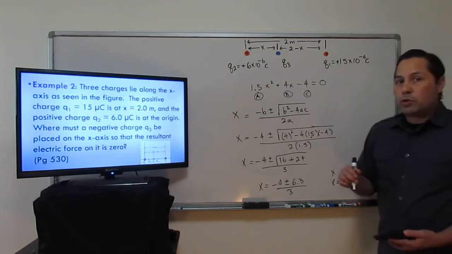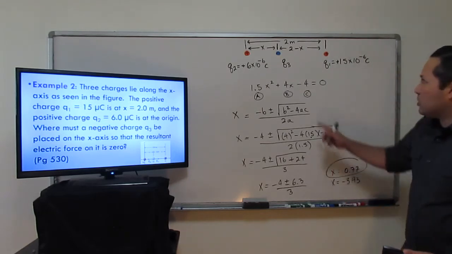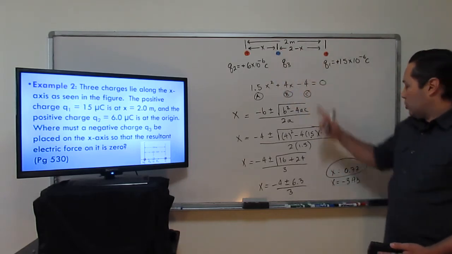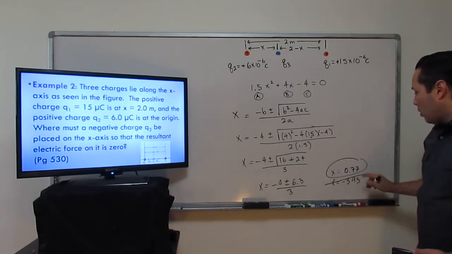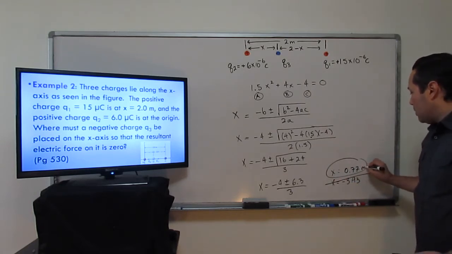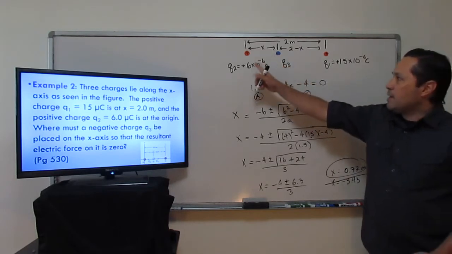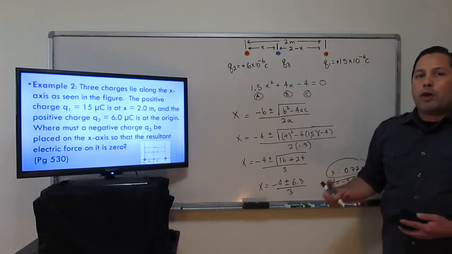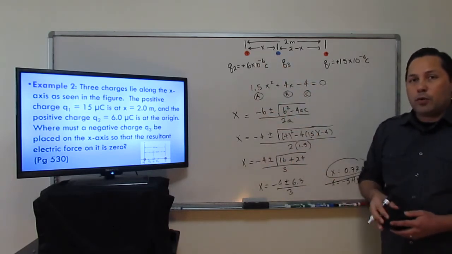Only one of these two is correct. This will be the correct answer since our x has to be smaller than 2. So therefore this answer is wrong. So that is our value in meters for x. x is 0.77 meters away from the origin. And that's the answer for example 2.